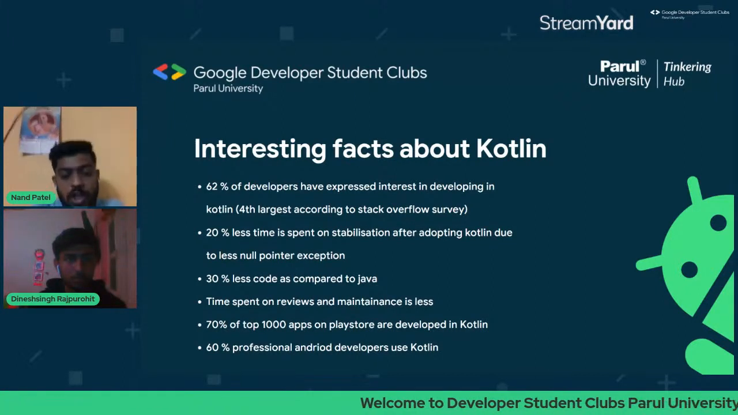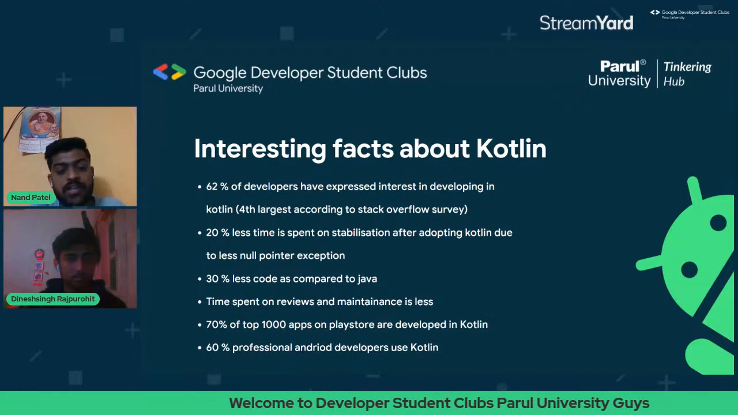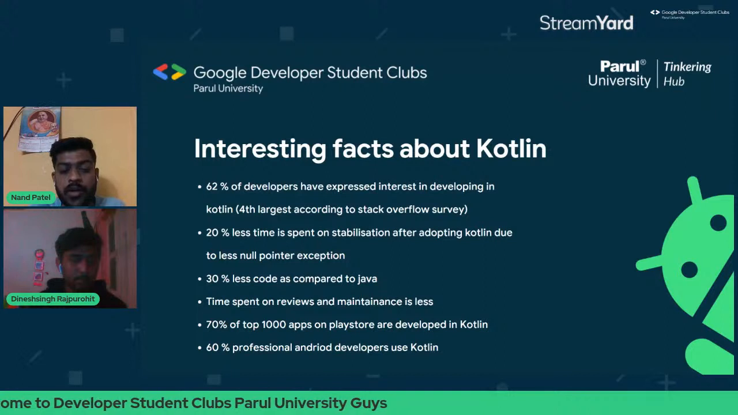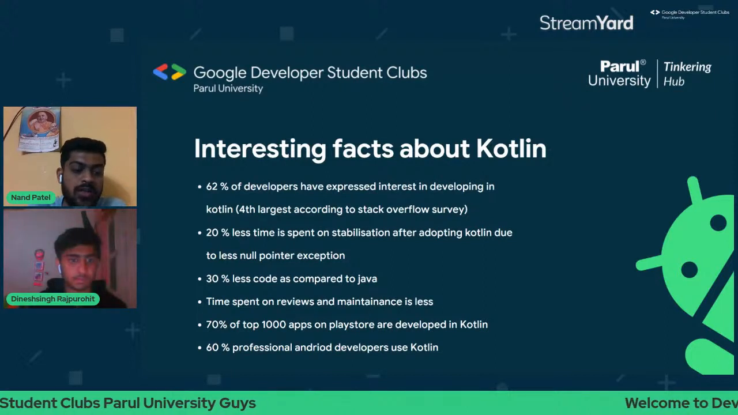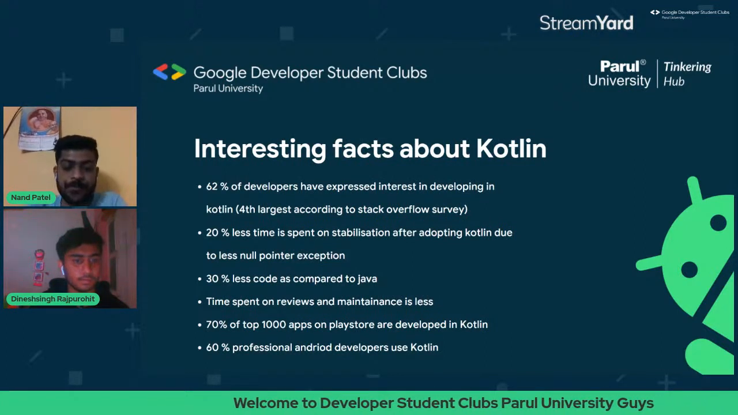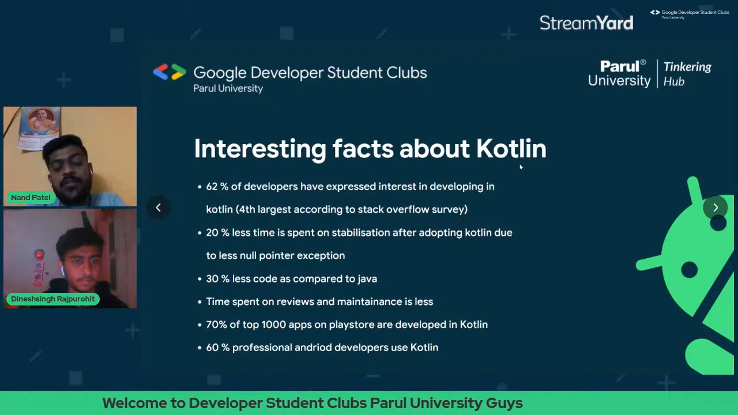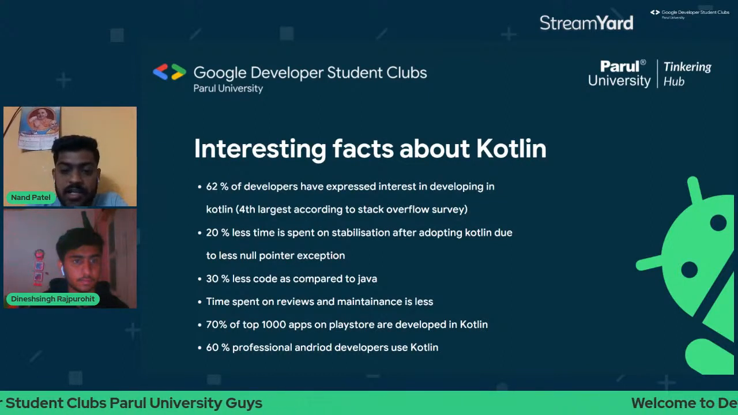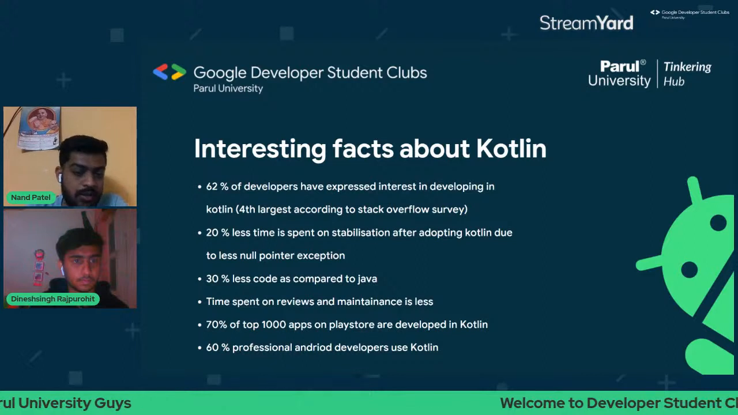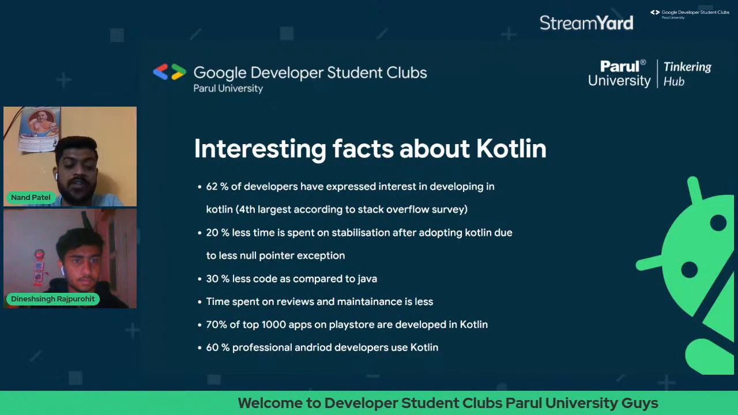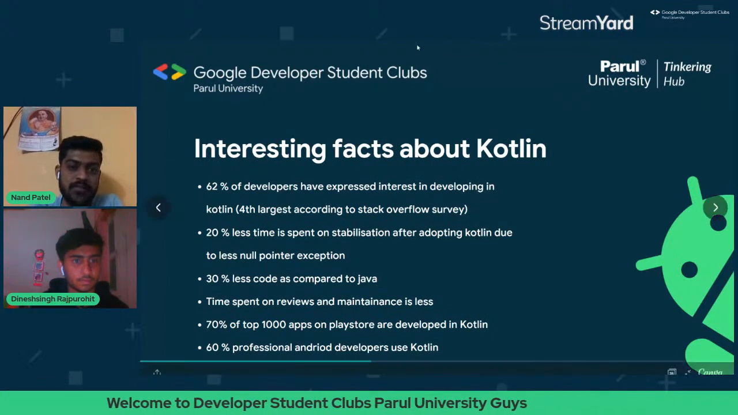20% less time is spent on stabilization after adopting Kotlin, due to fewer null pointer exceptions. There is 30% less code compared to Java, so time spent on review and maintenance is less. Apart from that, 70% of the top 1000 apps on the Play Store are developed in Kotlin, as we already saw in that ratio. And 60% of professional Android developers use Kotlin itself.